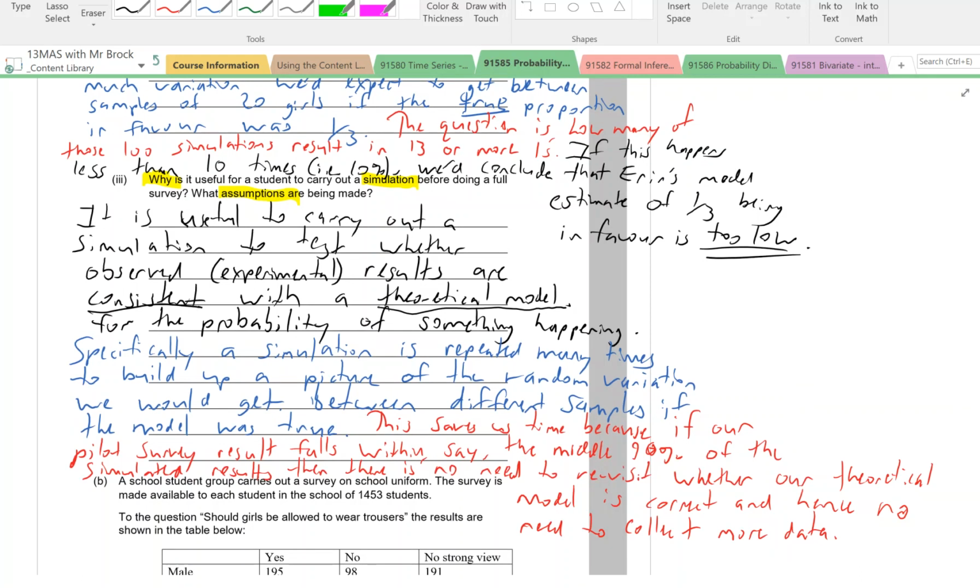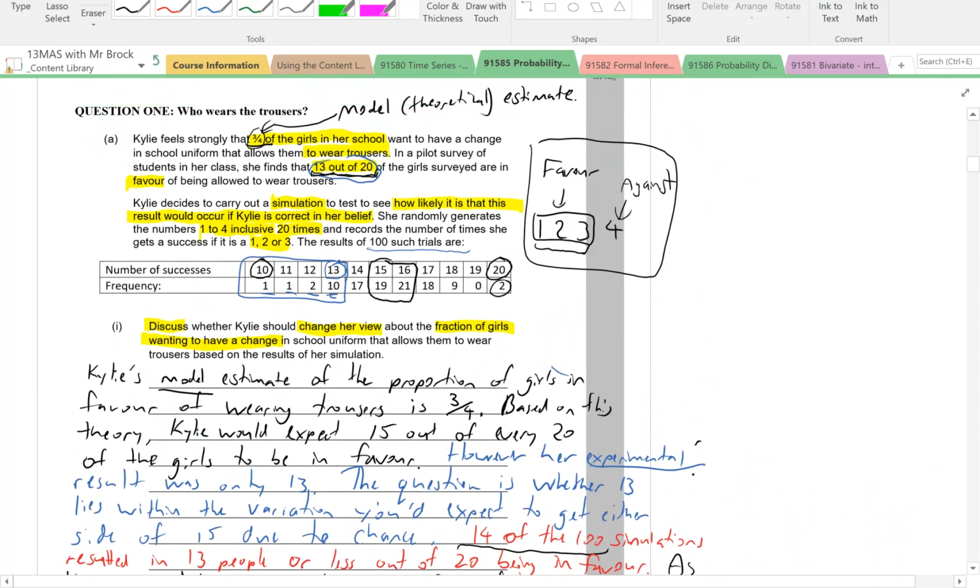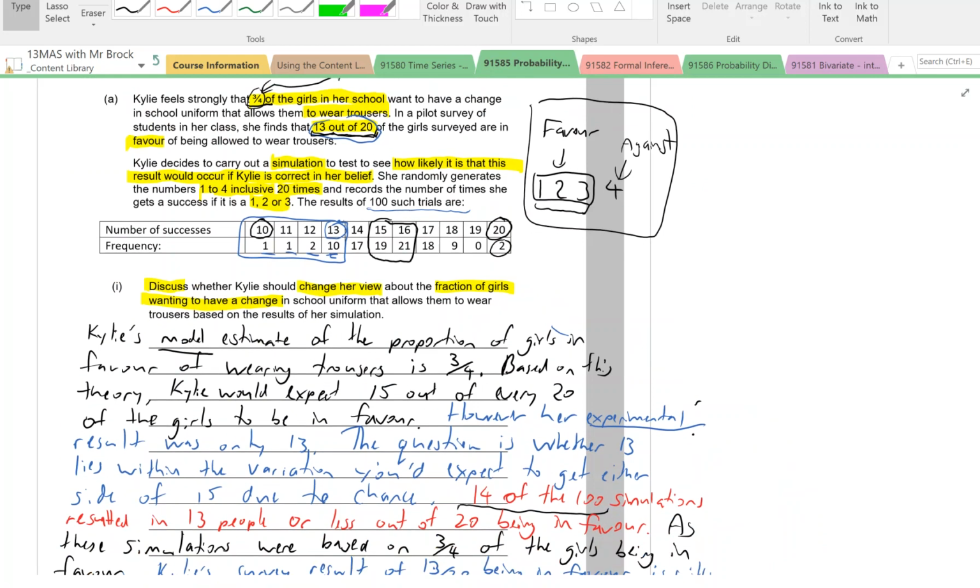Assumptions. What assumptions are we making? Well, the key assumption here is that a simulation only simulates variation due to chance. So it only simulates random sampling variation, random sampling error. So if our sample is a random sample from the whole population of the girls at Kylie's school, then that's okay. But it says in a pilot survey of just the students in her class. Now that's not necessarily a representative sample. It's not a random sample, is it, of the girls at her school.